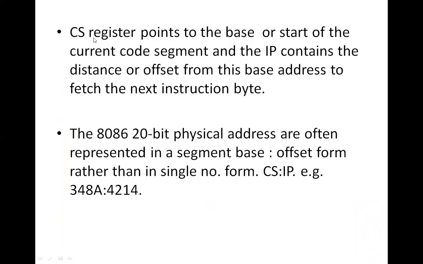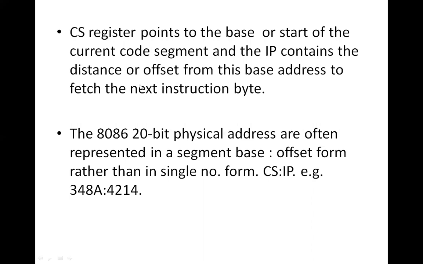So the code segment register points to the base or the starting of the code segment, and the instruction pointer contains the distance or the offset from its base address to fetch the next instruction byte. So it means whenever we have to calculate a 20-bit address, it consists of two addresses. One is called the base address and another is called the distance address or offset address or effective address.